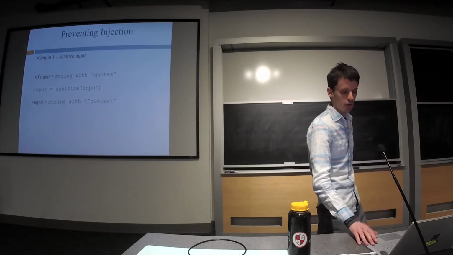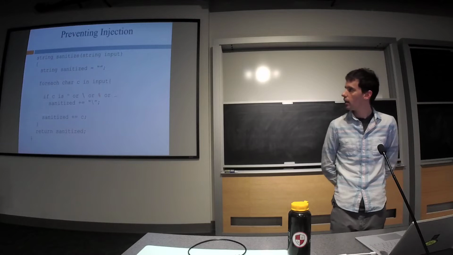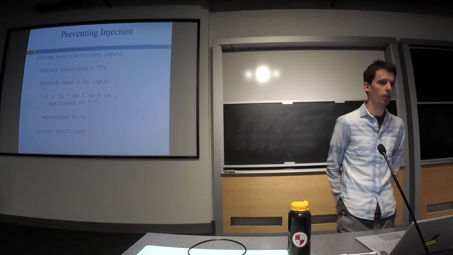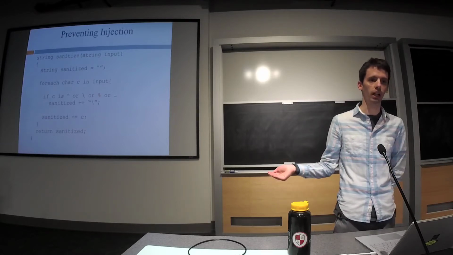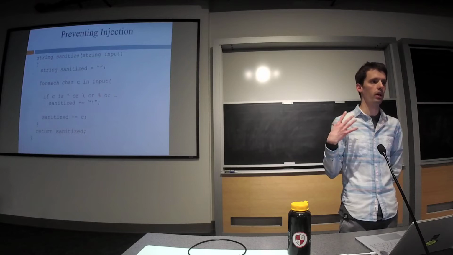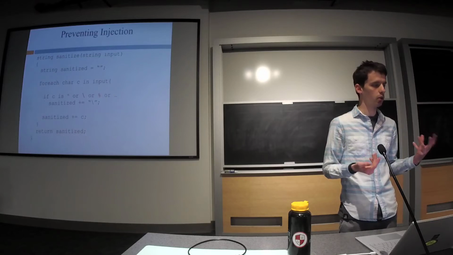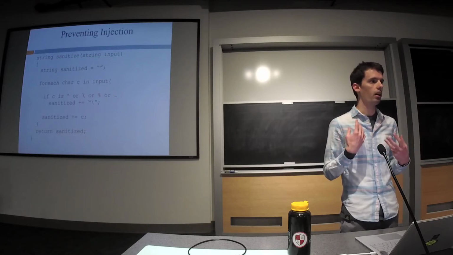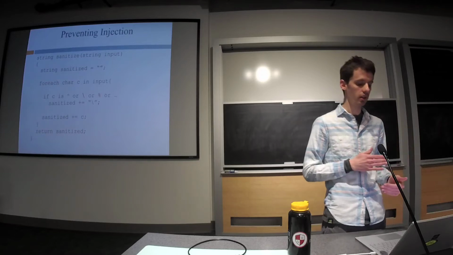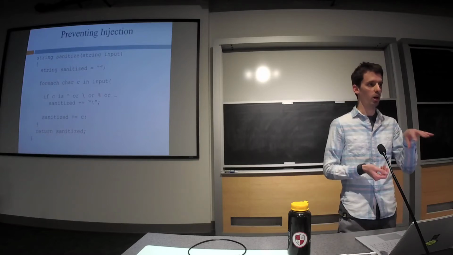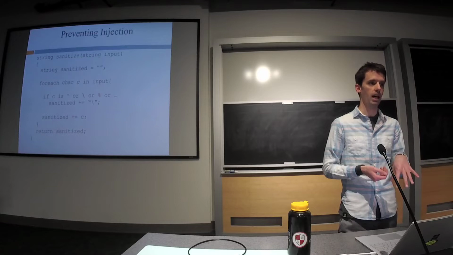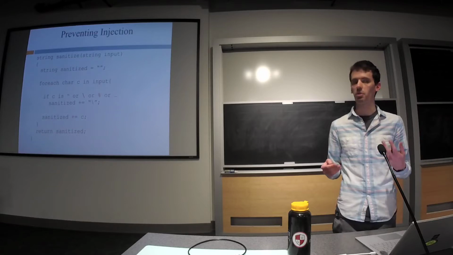So here is some pseudocode for what that might look like. Take in a string. For every character in that input string, we check if it's one of the special ones, like a quote, a %, or a backslash itself, which is special. If it is, then we prepend a backslash in front of it, and that escapes it from SQL.